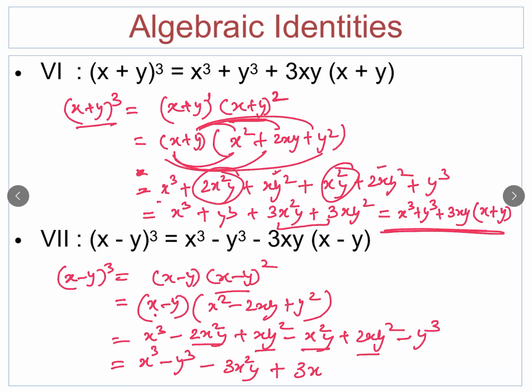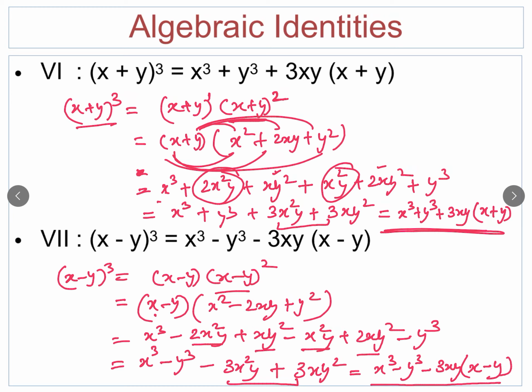This will be again 3xy square. From these two terms we'll take again minus xy common, so we'll remain with x cube minus y cube. After taking minus 3xy common, we remain with minus x into x minus y, which is our identity number 7.